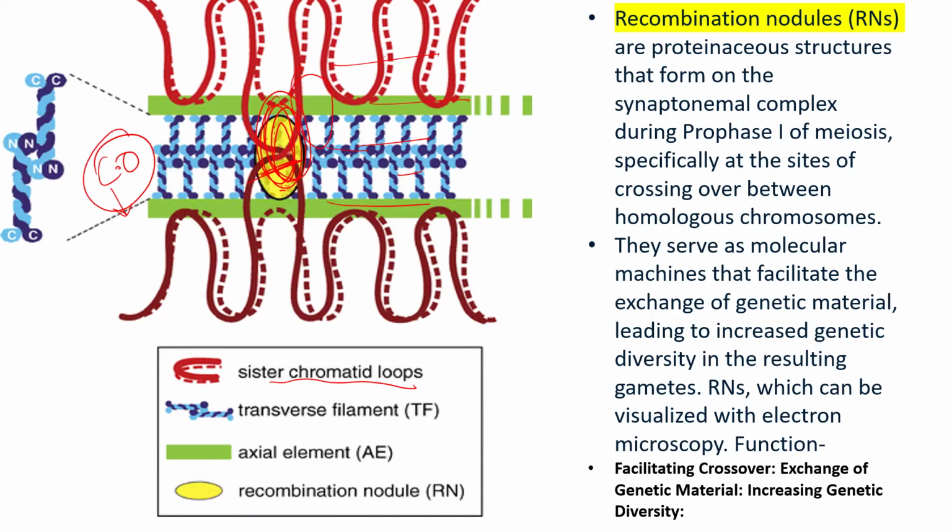So what is the function of these recombination nodules? They help in crossing over, they help in the exchange of materials. Because of this, genetic diversity increases in sexually reproducing organisms.